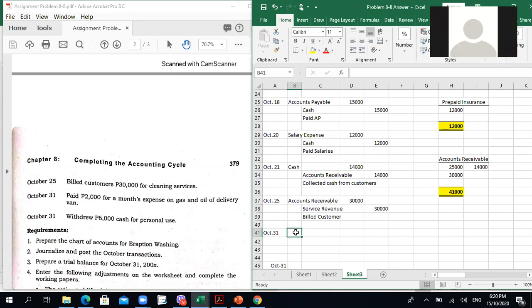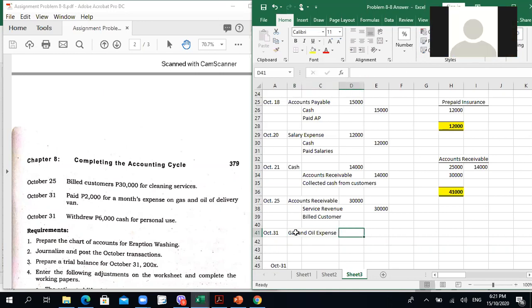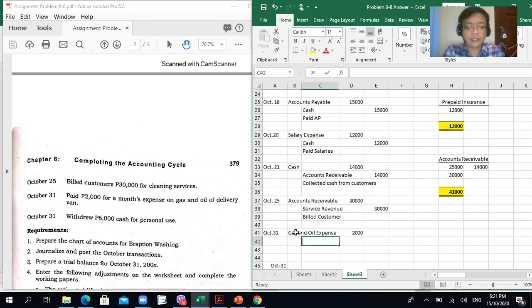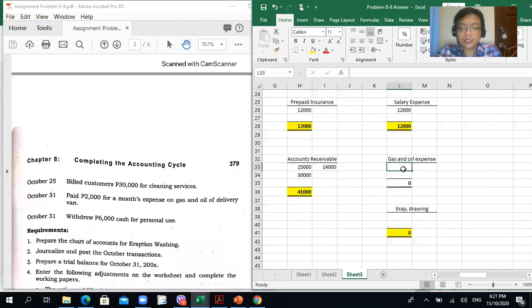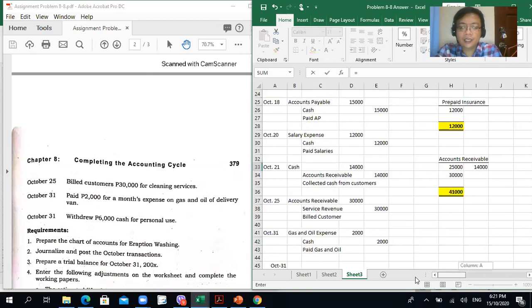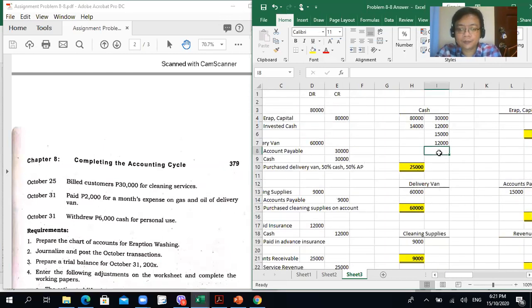Debit gas and oil. Very good. Gas and oil expense or gas and oil? Okay lang. Gas and oil expense, credit cash, which is 2,000. All right, very good. So this is you paid gas and oil. Again, expense. If you increase your expense, it is on the debit side. Again, decrease na naman ng cash. Always on the credit. All right.